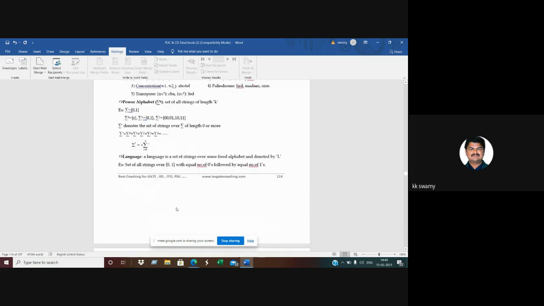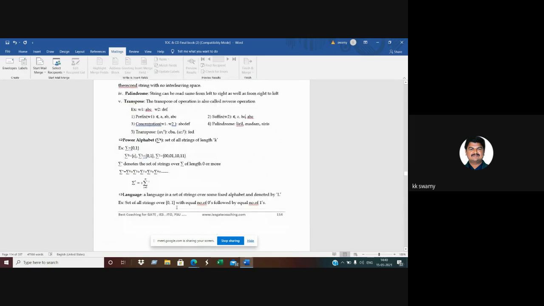Okay. Once you understand all these concepts, these are the notations of strings, the operations on strings, the alphabets, and the power of an alphabet. Now the language. The language means the set of all strings.